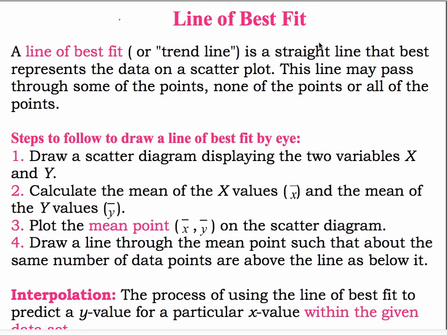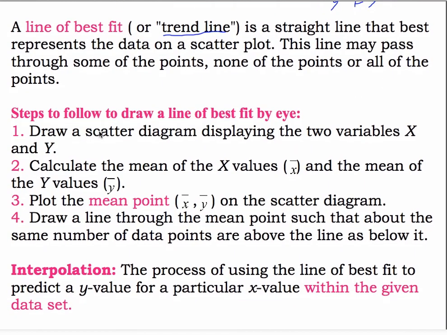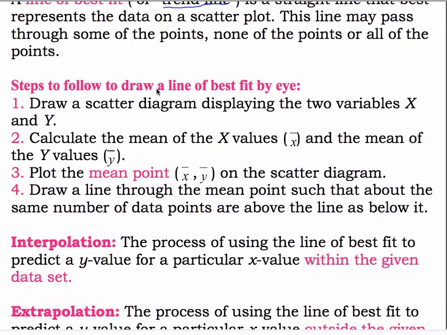Later we're going to show how to do it on a graphing calculator, but today we're going to do it by eye. So a line of best fit, or trend line, as it's called in Microsoft Excel, is a straight line that best represents the data on a scatter plot. We're going to try to make these lines today, using this four-step procedure right here.